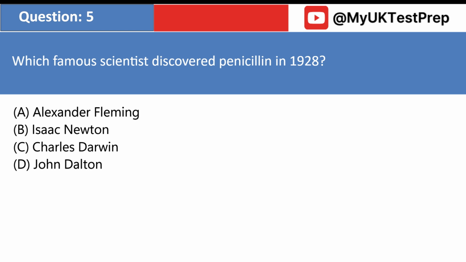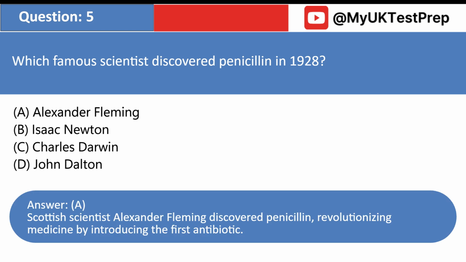Which famous scientist discovered penicillin in 1928? A. Alexander Fleming. B. Isaac Newton. C. Charles Darwin. D. John Dalton. Answer: A. Scottish scientist Alexander Fleming discovered penicillin, revolutionizing medicine by introducing the first antibiotic.